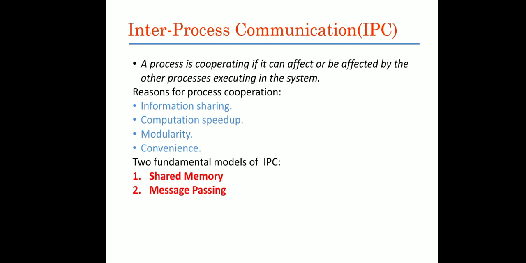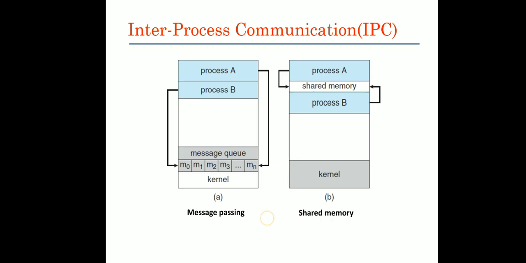There are two fundamental models of inter-process communication we widely use. The first one is shared memory, the second one is the message passing technique. If you see this diagram, the first diagram shows message passing, the second shows the shared memory concept. There are two processes, process A and process B. Suppose process A wants to communicate with process B in the message passing concept. Process A has to send that message to the kernel, and the kernel in turn sends that message to process B.